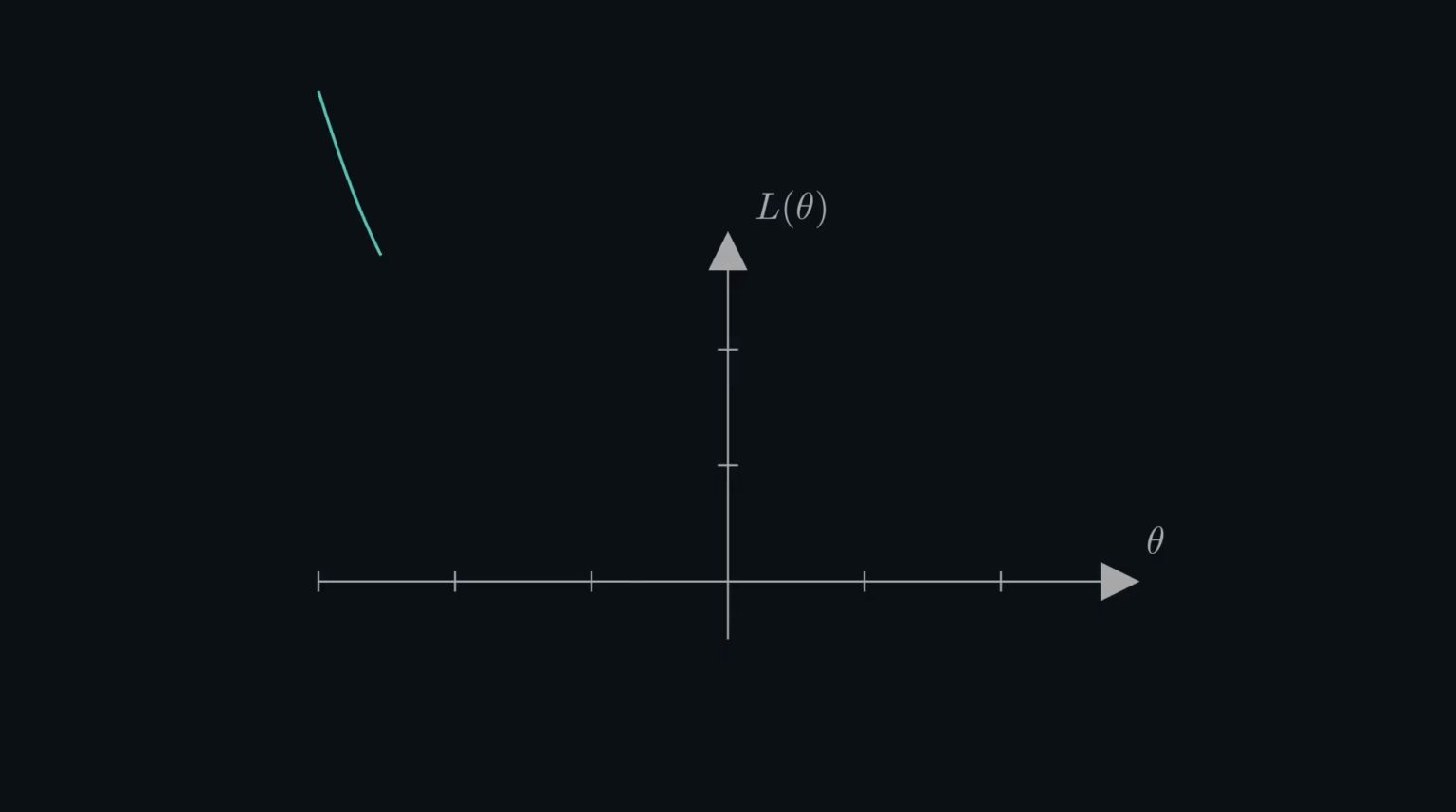Before we can descend, we need a landscape to descend through. Imagine you're training an AI model and it has just one adjustable number, a single parameter, which we'll call theta. For every possible value of theta, we can measure how badly the model performs. That measurement is the loss function, L of theta.